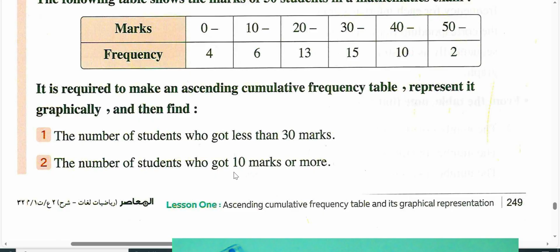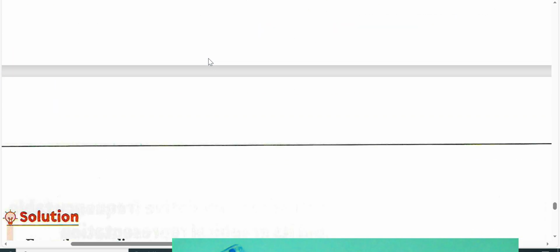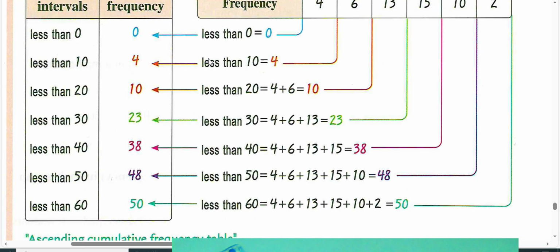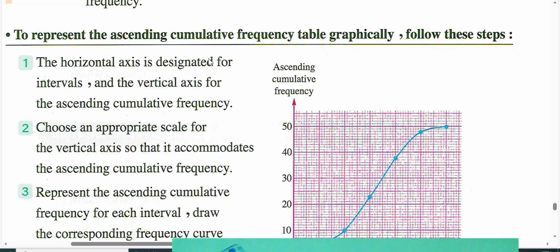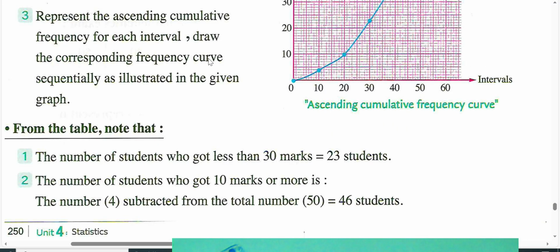The number of students who got 10 marks or more: collect 6 plus 13 plus 15 plus 10 plus 2, or take the total number and subtract 4. The solution here will be 50 minus 4, which is 46. Less than 30 marks, 23.